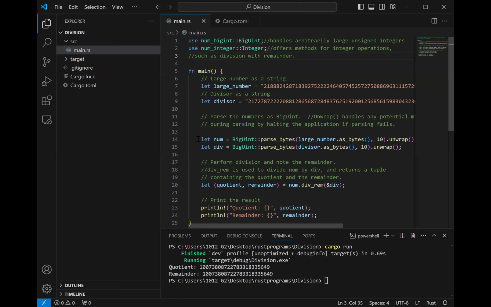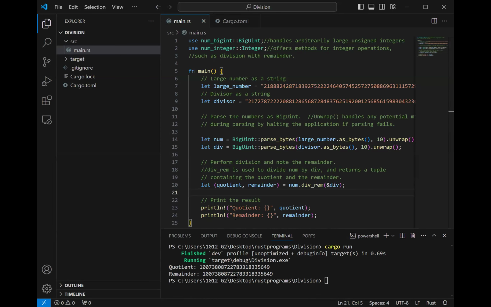Then at this point, the program has to convert the number into what the program can understand. And in case there is an error, it has to stop. And then at this point, we have the division taking place, and we are using div_rem, just to mean that this function is supposed to do division and then give us the remainder. And so then we print the quotient and print the remainder.